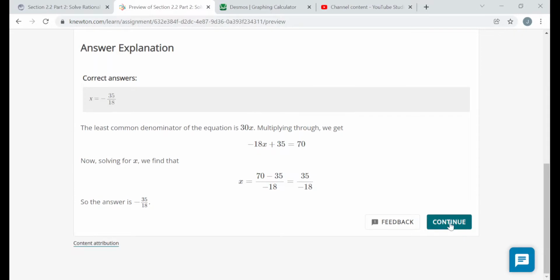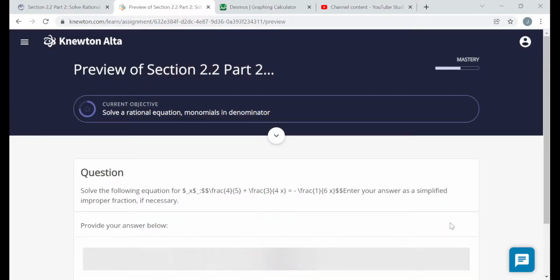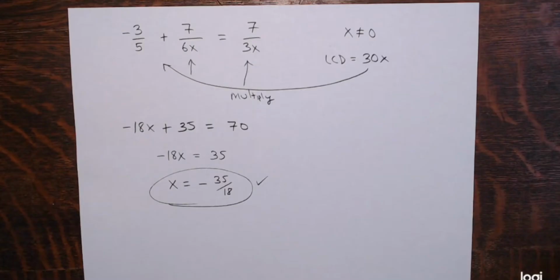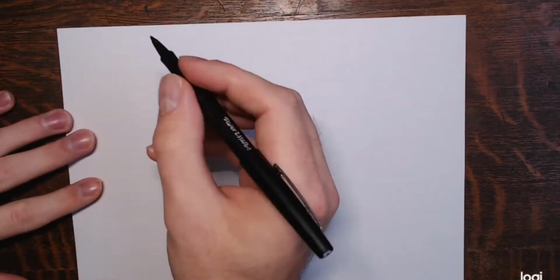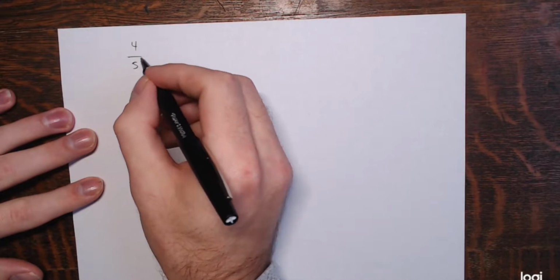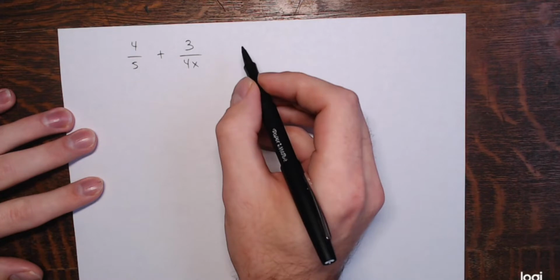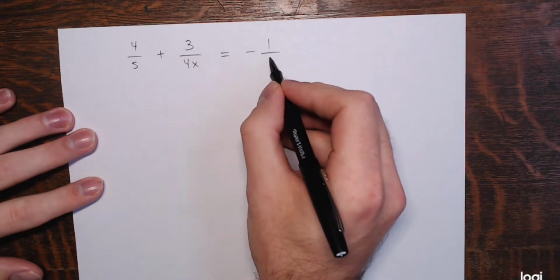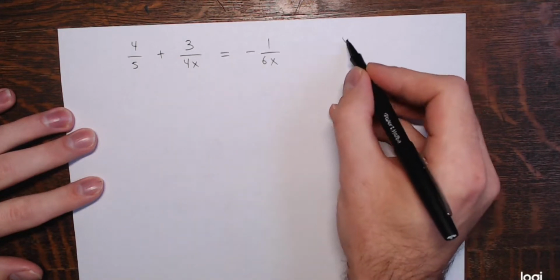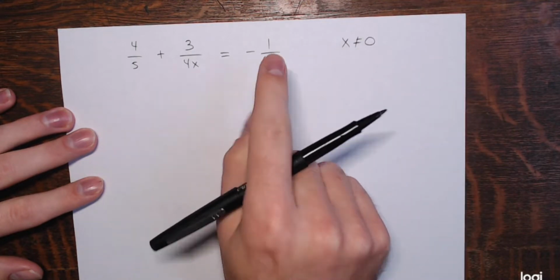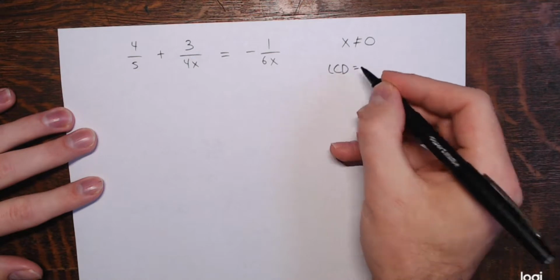All right. Next, again, notice I'm doing the same steps every time. Another one where there are monomials. So once again, write this out. We've got 4/5 plus 3 over 4x equals negative 1 over 6x. So once again, x can't be 0. You'd be dividing by 0 here and here.